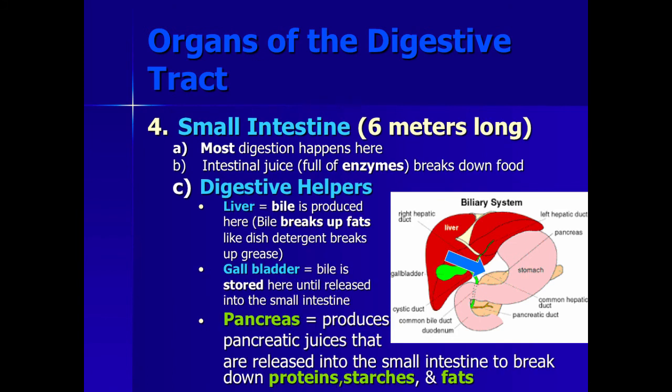Okay, and then you have your pancreas. Your pancreas produces pancreatic juices that are released into small intestines to break down proteins, starches, and fats. So, like your liver produces bile to break down fats, your pancreas also does, but along with proteins and starches.